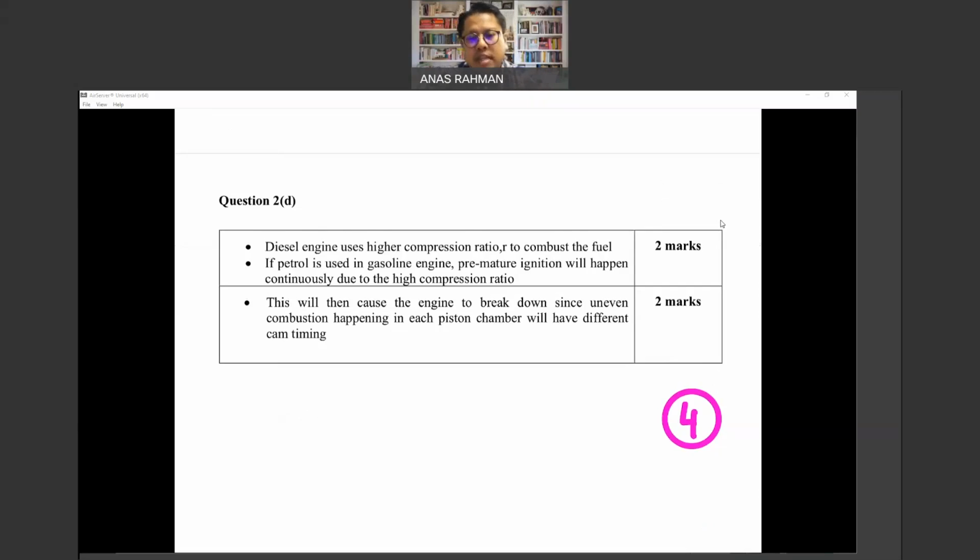So before reaching the top dead center, auto ignition already happened. So if this happens a lot or over a long period of time, it will cause the engine to break down, since the uneven combustion happening in each piston chamber has different chamber timing.